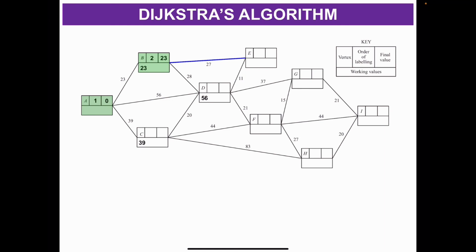23 plus 27 is 50, 23 plus 28 is 51, that's smaller. And now I'm choosing out of these three. The smallest one is 39, so that will become my third vertex, and 39 is the final label of the C vertex. Now 39 plus 20 is 59, but that's higher than 51, so you don't have to worry about that. Then 39 plus 44 is 83, and 39 plus 83 is 122.